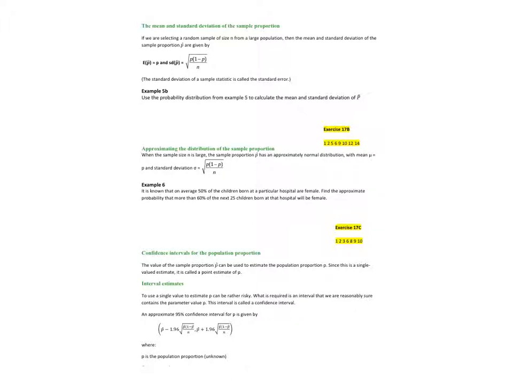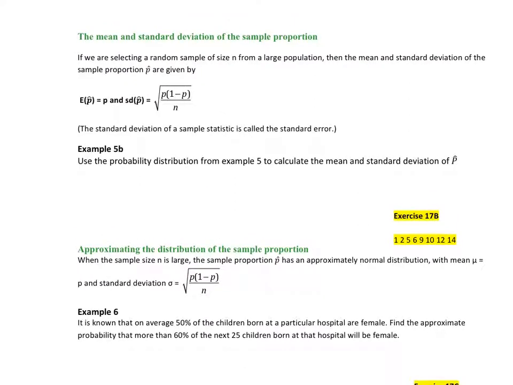So like everything else, it has a mean and a standard deviation of our sample. Okay, so if we are selecting a random sample of n from a large population, then the mean and standard deviation of the sample proportion P hat are given by: the expected sample proportion is P, and the standard deviation is given by the square root of P times 1 minus P over n. Okay, so the standard deviation of a sample statistic we refer to as a standard error. So it's terminology, all right?